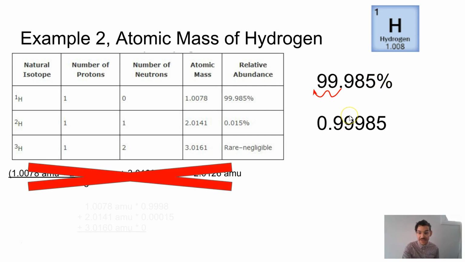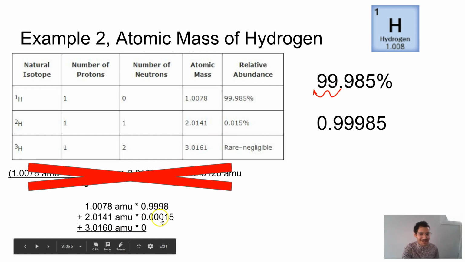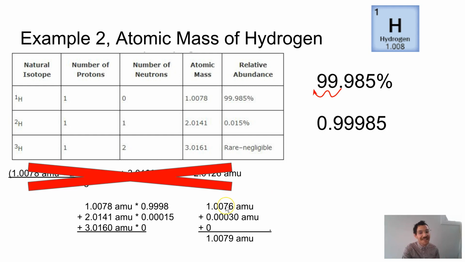So I've converted this one into decimal form. I can convert my 0.015% into decimal form. And as it turns out, this term is not going to really matter. This guy is negligible, so I'm just going to put in a 0 for that. So I can do all the maths, and very little has changed here. Now this guy is 0.0076 instead of 78. When I add it up, there's very little change in the atomic mass.